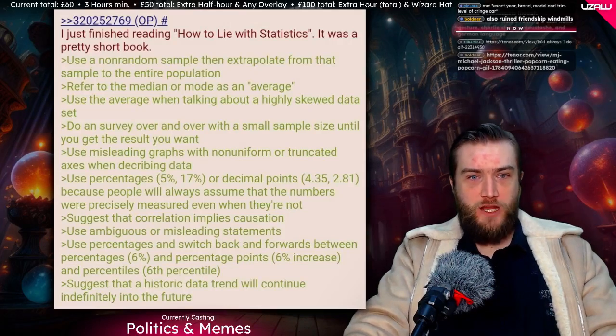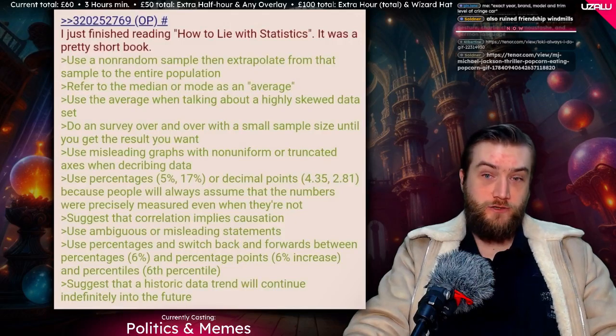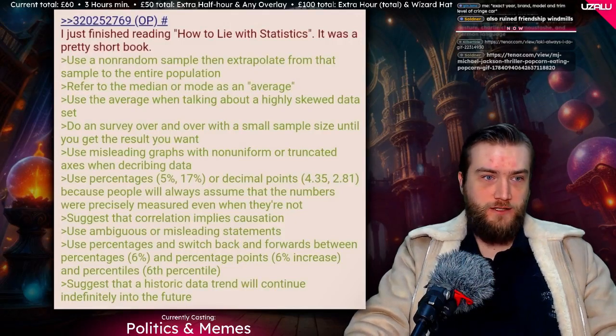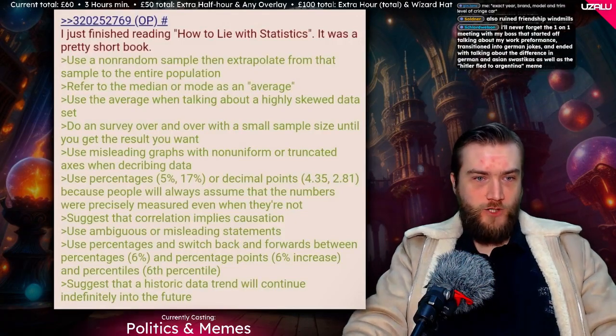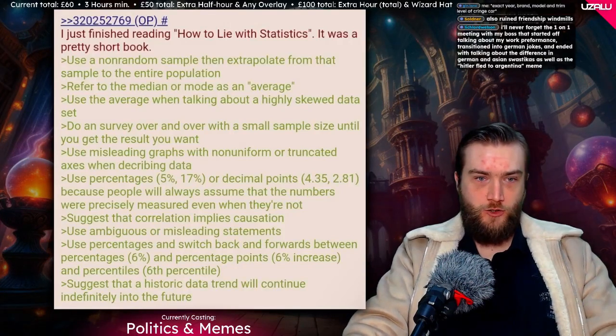Use the average when talking about a highly skewed data set. You've got to control for anomalies and you've got to recognize what is skewing it. Do a survey over and over with a small sample size until you get the result you want. That one I expect is quite common.